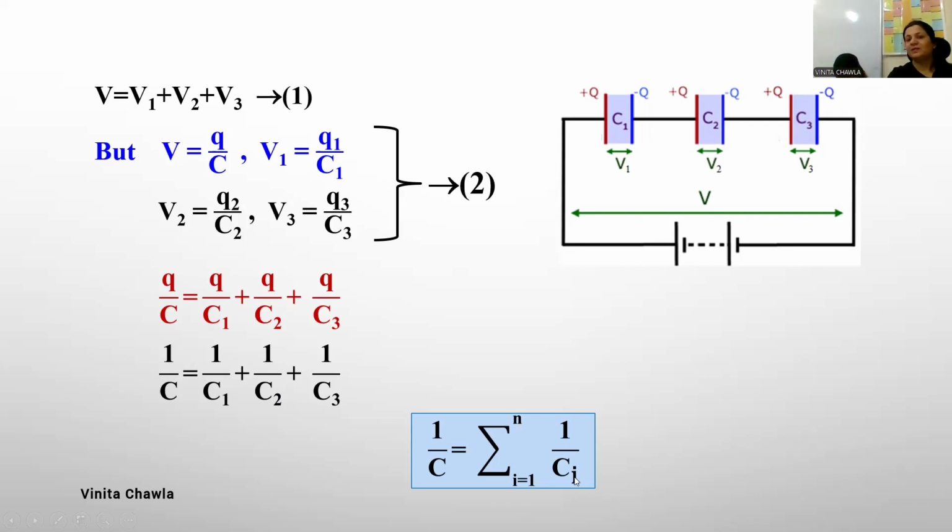First, we put the value of i as 1, giving 1 upon C1, then plus, because we have the summation sign, we increase the value of i to 2, C2, then C3, then C4, C5 up to Cn.